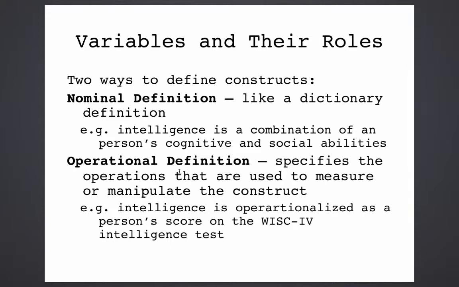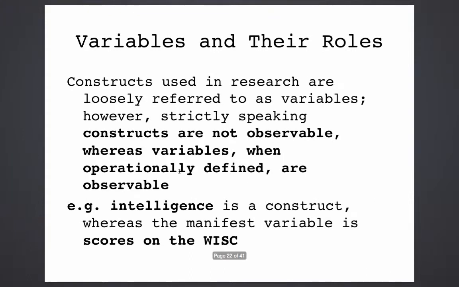So we operationalize intelligence as a person's score on the WISC-4 intelligence test. This is what a variable is. A variable is the intelligence test score. It's not intelligence. The variable is actually the score that we observe. And this is important because we don't actually observe constructs. Constructs are our way of describing theory and postulating how we think the world works.